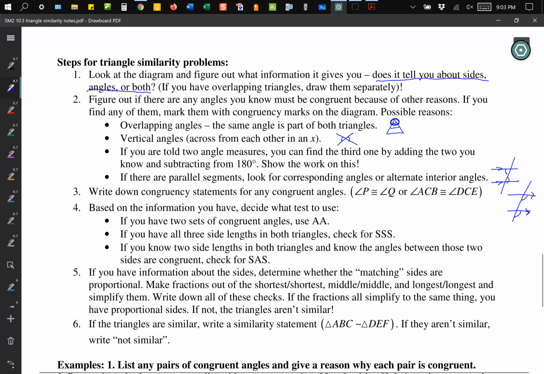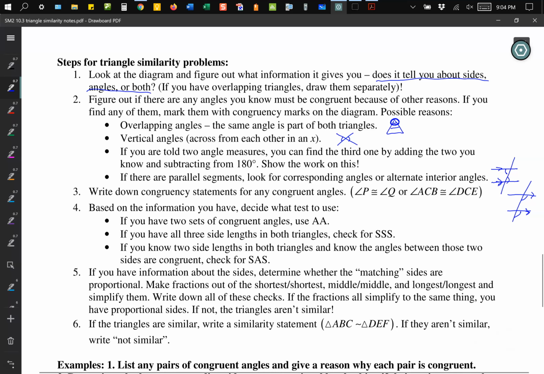Now the thing is that you may not have those lines extending out forever. You may just have part of this diagram, but you want to watch for those. So once you find any angles that are congruent, write down your congruency statements and then decide what test to use. If you now have two sets of congruent angles, use angle, angle. If all you know about are sides, use side, side, side. If you know about two sides and the angle between them, use side, angle, side.